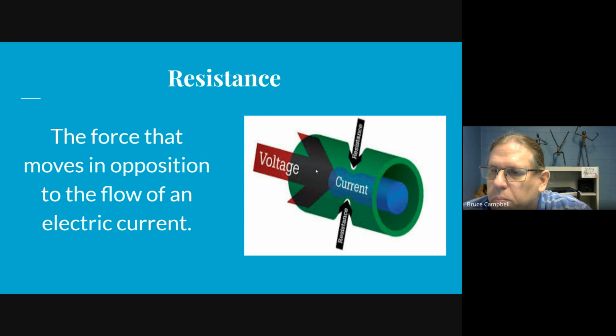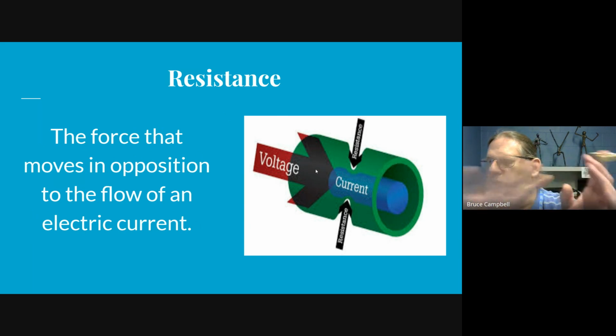Resistance, right? This is the force that opposes the flow of electric current. If we were to say voltage is a water pipe, and current is the water flowing through the pipe.